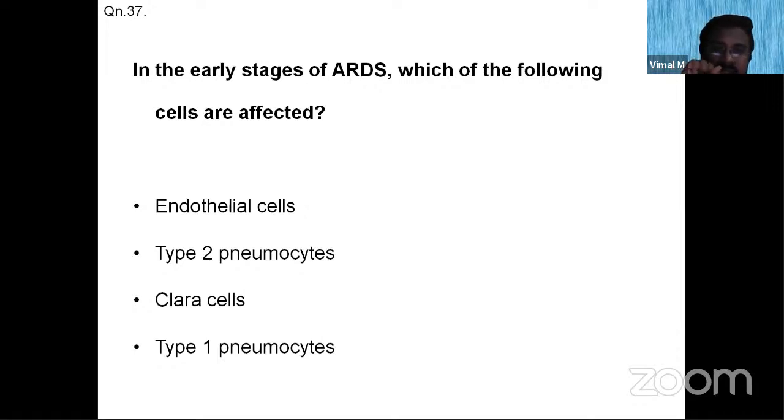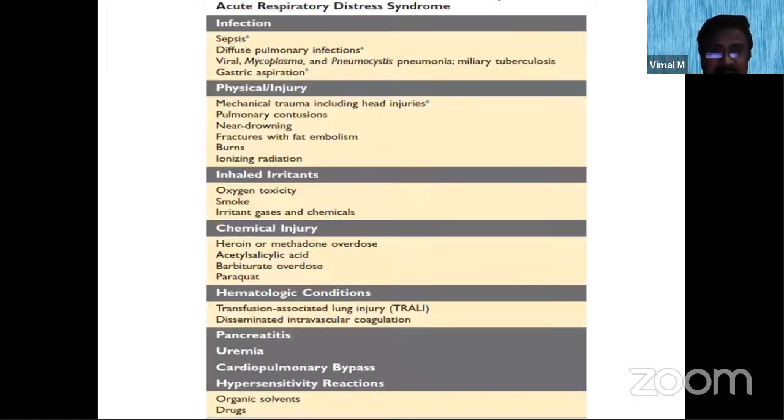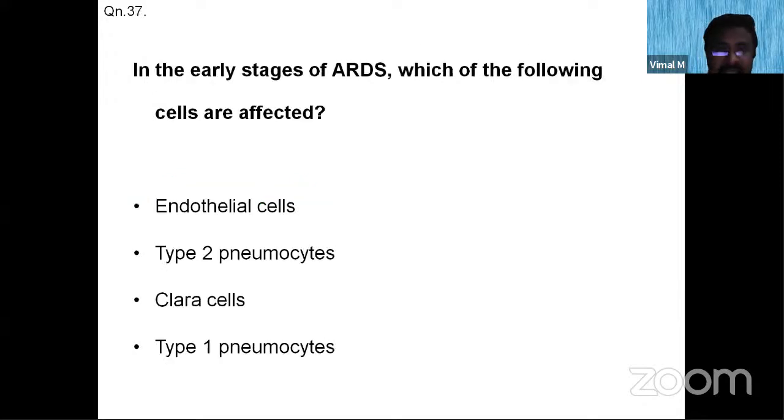In the early stages of ARDS, acute respiratory distress syndrome, which of the following cells are affected? They have given you four options: endothelial cells, type 2 pneumocytes, Clara cells, and type 1 pneumocytes. So basically it is a case of ARDS, that is, acute respiratory distress syndrome.